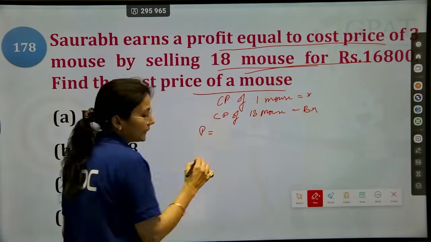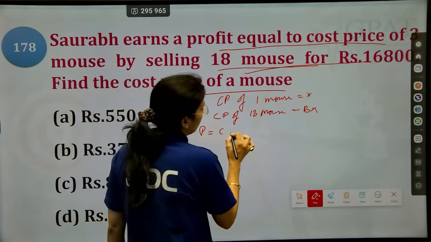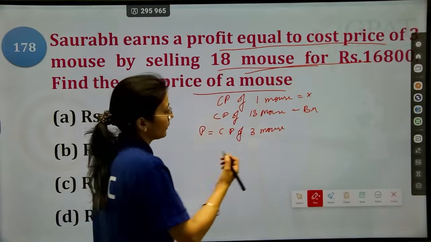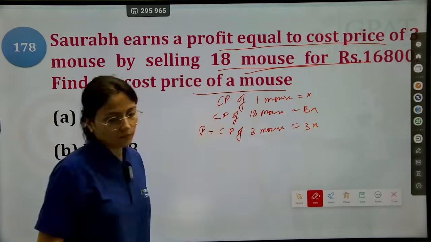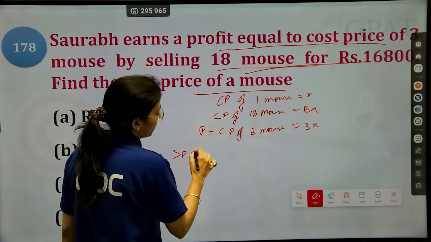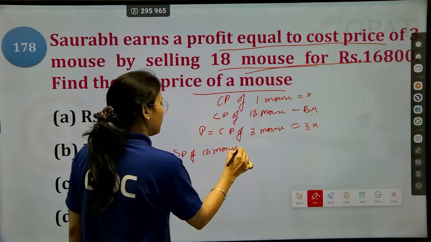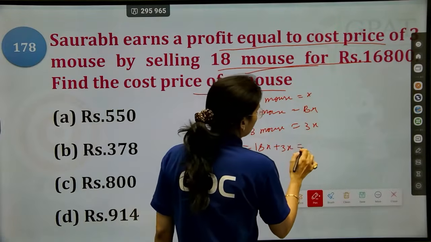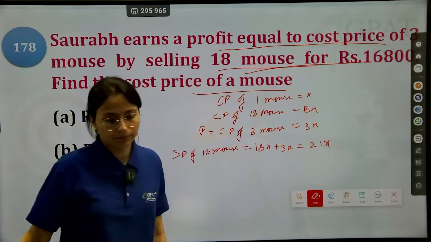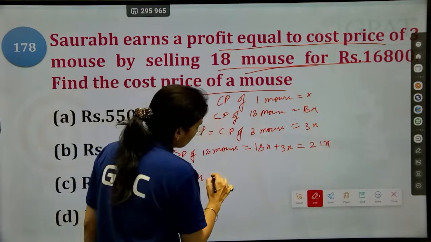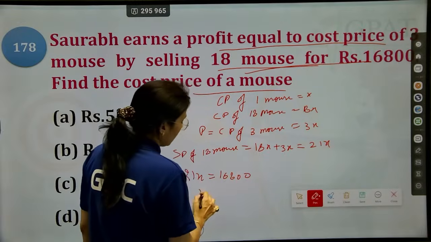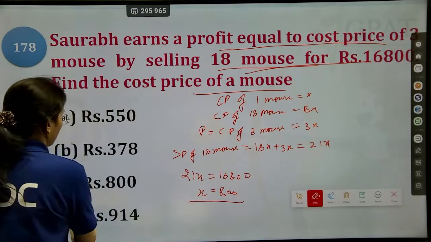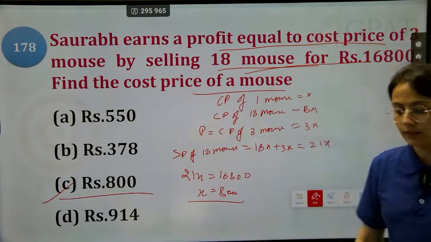Now the profit is the CP of 3 mouse, that is 3x. Now the SP of 18 mouse is 18x plus 3x, that is 21x. So 21x is equal to 16800. So x is 800. So 800 is the answer. Option C is correct.